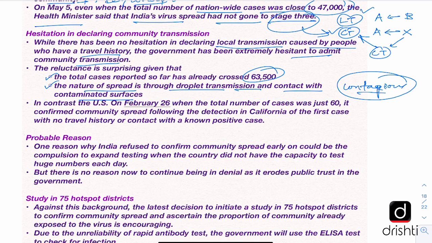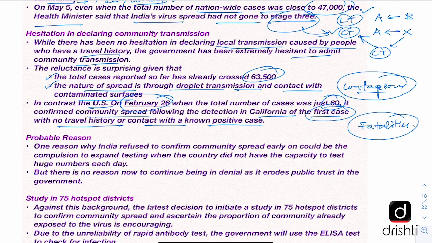And it also cites the example of the US, which on February 26, when the total number of cases was just 60, confirmed community spread following the detection in California of the first case with no travel history or contact with a known positive case. So this shows the contrast between the approach of the US and the approach of India.